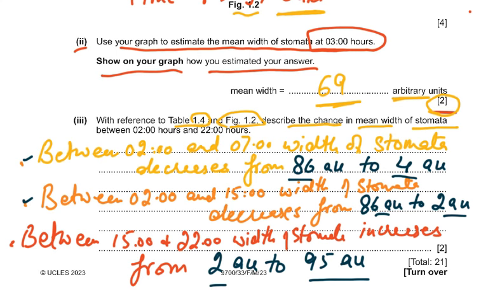So that's why the decrease has been allowed between 86 to 4 or between 86 and 2, because that was a decrease. Or you could have said an increase from 2 to 95. So 2 marks and 2 points which you had to give me for the describe. Everybody could have got those 2 marks.